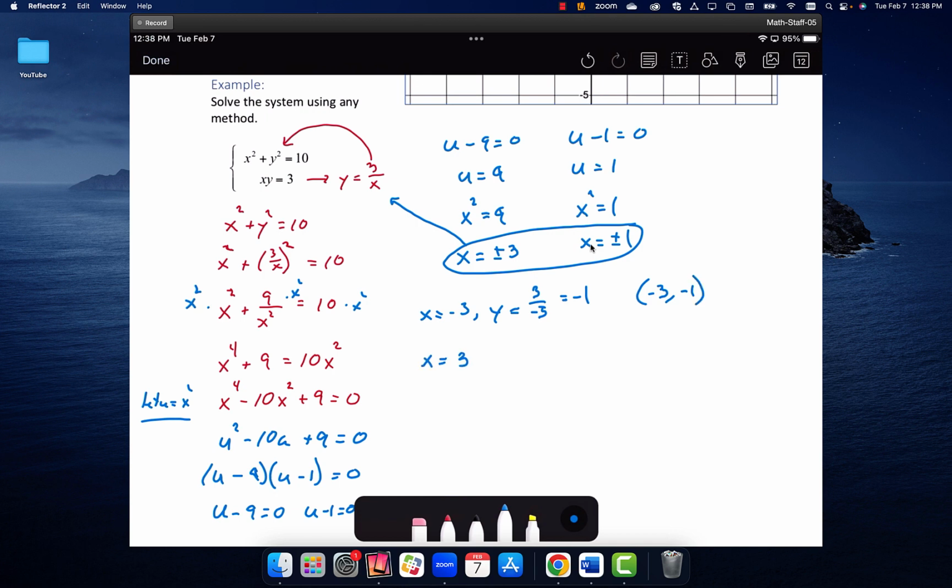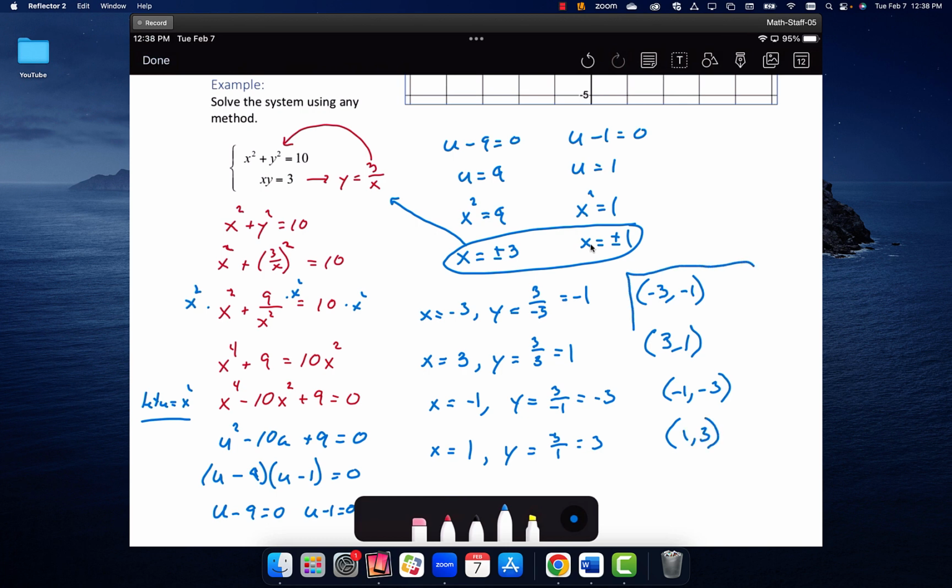When x is positive 3, y is 3 over 3, which is 1. So our coordinate is 3, 1. And when x is negative 1, y is 3 over negative 1, which is negative 3. So we get negative 1, negative 3. And when x is positive 1, y is 3 over 1, which is 3. So we get 1, 3.